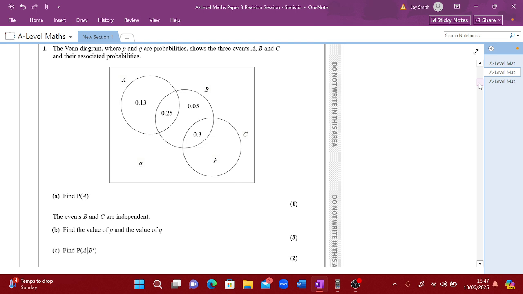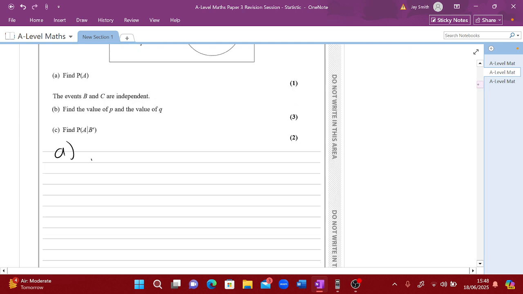Okay, so we've got these probabilities, and the first one is simply to find P of A. Now, the probability of A is simply all the numbers in the circle of A. So it's simply going to be 0.13 add 0.25, and that'll be 0.38. There we go, nice and simple. Then we're given that events B and C are independent. We need to find some values. P of A was 0.38.